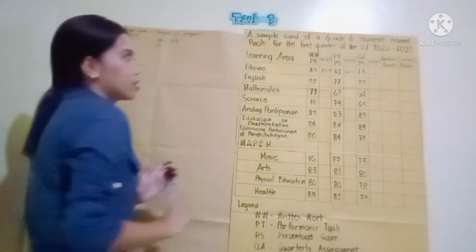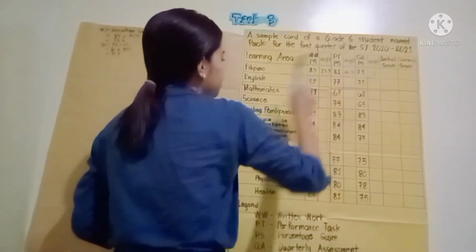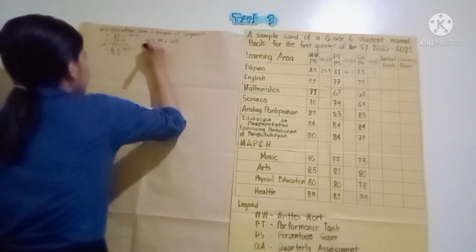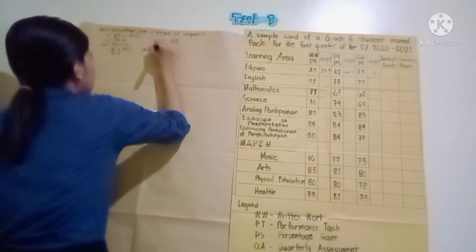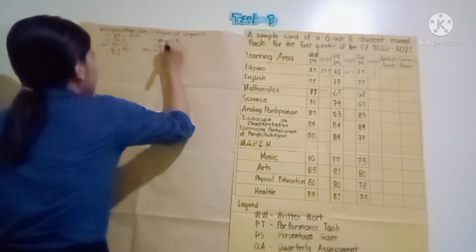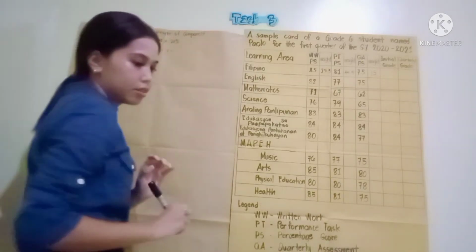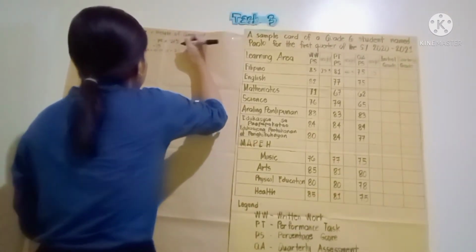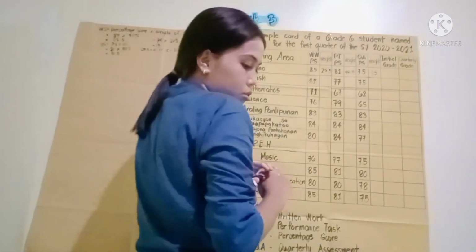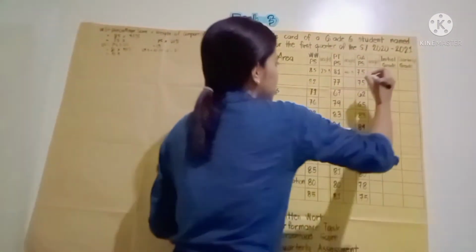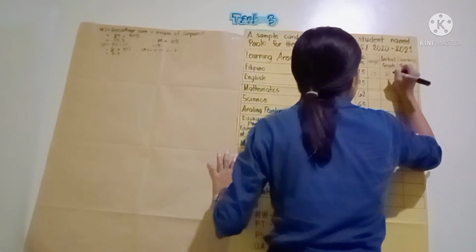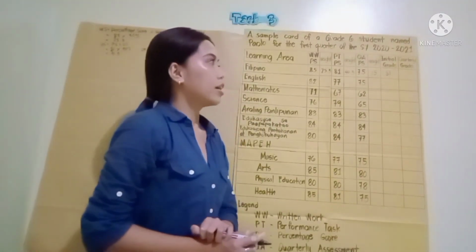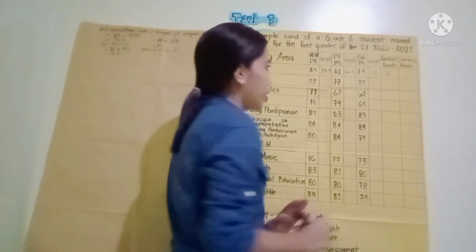So in order to get his initial grade in Filipino, you need to add 25.5 plus 40.5 plus 15, which is equal to 81. So his initial grade is 81. If you look at the transmutation table, 81 is equivalent to 88.